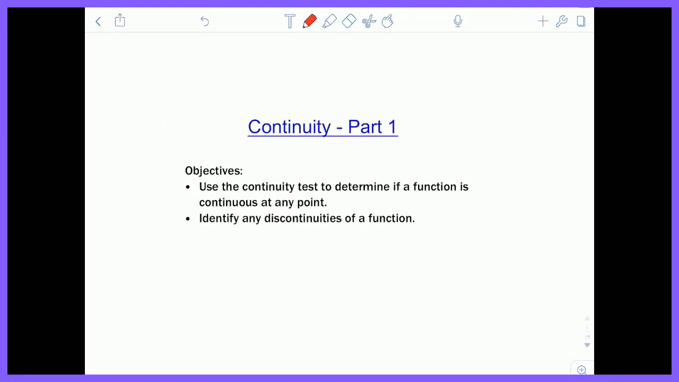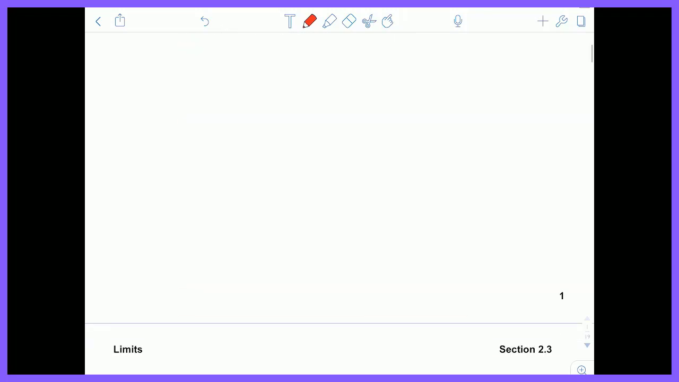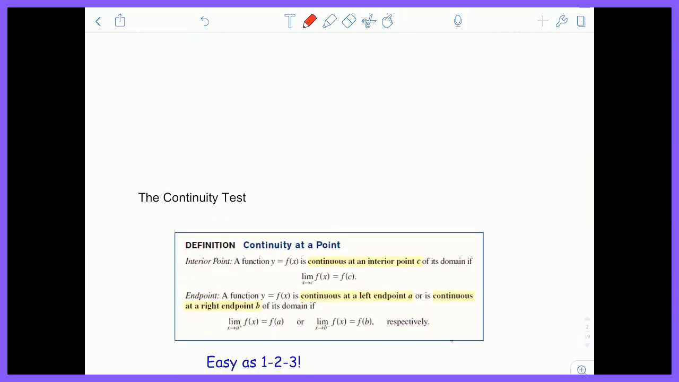Very excited. Use a continuity test to determine if a function is continuous and identify any discontinuities of a function. Those are the objectives for this video. Let's get started. First thing, very important test, the continuity test.